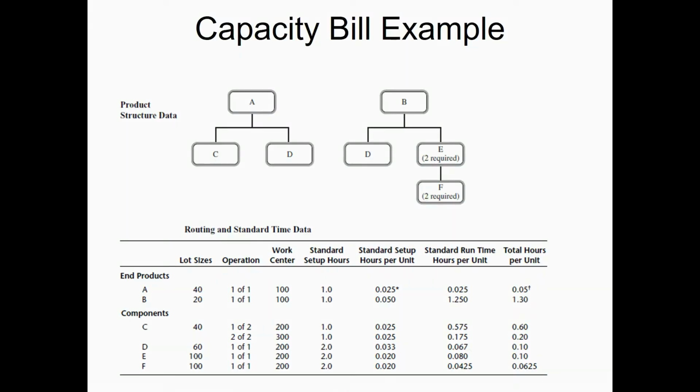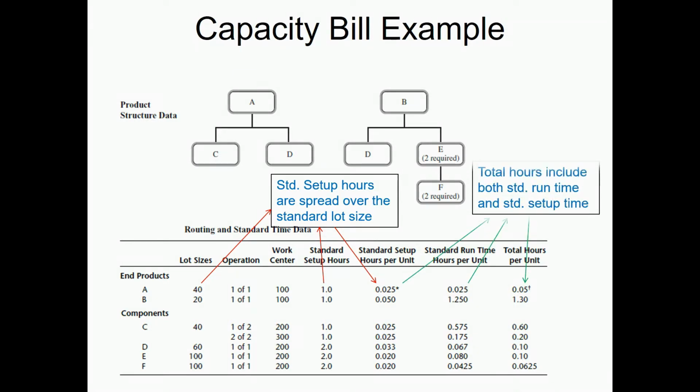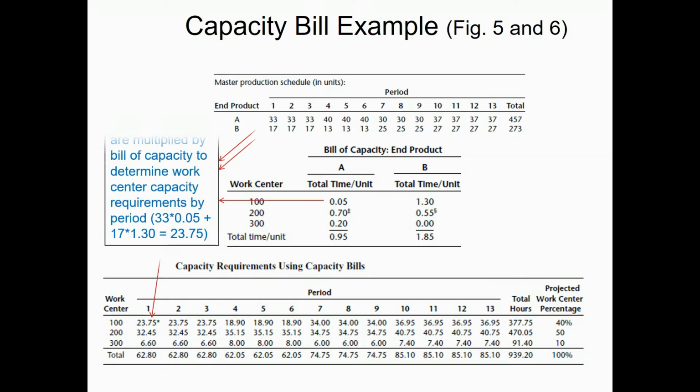Standard setup hours per unit are the standard setup hours divided by the standard lot size. For example, for end product A, the standard setup hour per unit is 1.0 divided by 40, equal to 0.025. Total hours per unit are the summation of standard setup hour per unit and the standard runtime per unit. For example, for end product A, the total hours is 0.025 plus 0.025, equal to 0.05. To get the capacity requirements using capacity bills, we multiply the MPS quantities with the bill of capacity and get the total by summation for every end product for each work center.